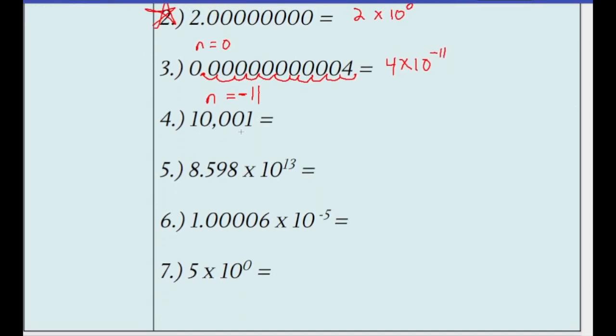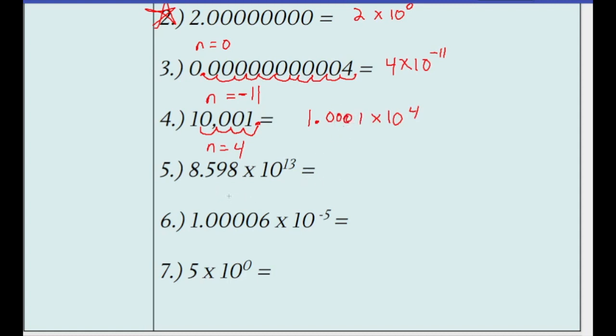Next one we have is 10,001. Here's our decimal. Got to move it to the left. 1, 2, 3, 4. Moved our decimal 4 spaces to the left, so it's positive 4. So we have 1 point. Well, we have all these zeros, but then we have this 1. We want to make sure that we include any numbers that aren't 0 in our m value. So that would be 1.0001 times 10 to the 4th. Super important that we don't forget about this 1 here.